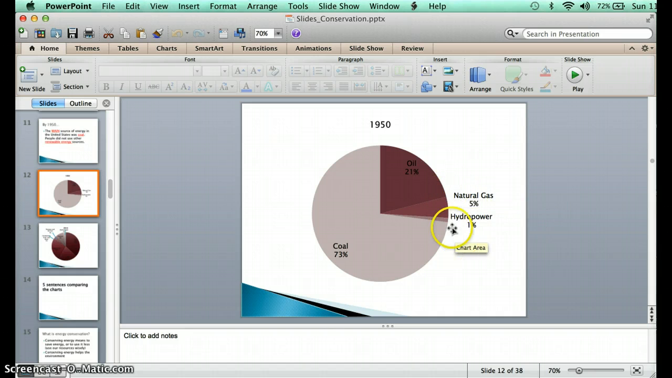We used 5% of our energy from natural gas, and we did start developing hydropower, so using moving water to create energy, but only 1% of our energy came from hydropower. So you can see natural gas, oil, and coal are all non-renewable resources, and in 1950 we were only pretty much using those resources. So you're going to draw that out, so you feel free to pause the video to make sure you've got that drawn out really accurately.